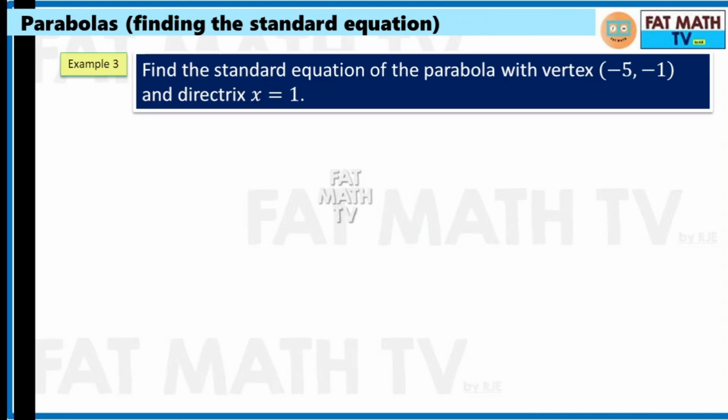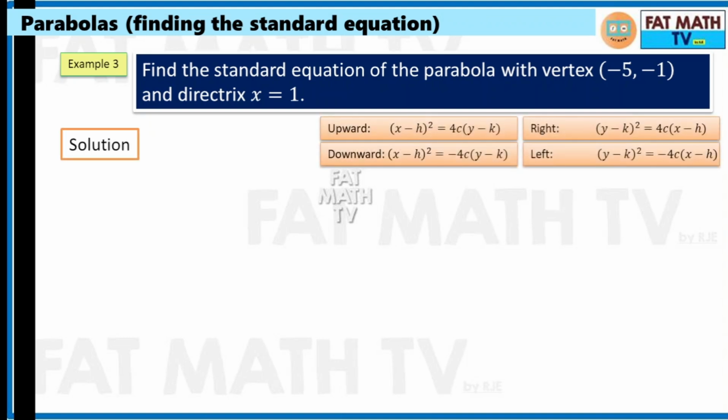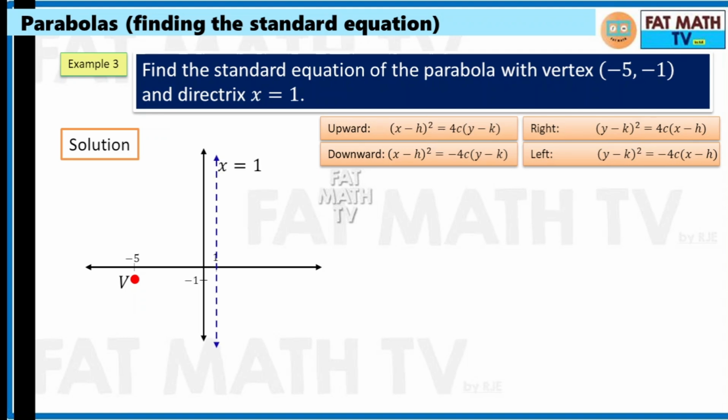Example number 3. Find the standard equation of the parabola with vertex negative 5, negative 1 and directrix x equals 1. The vertex is negative 5, negative 1, so that is on the third quadrant. Directrix is x equals 1, so that is a vertical line. Okay, if that's the vertex and the directrix, where does the parabola open? It should open to the left.